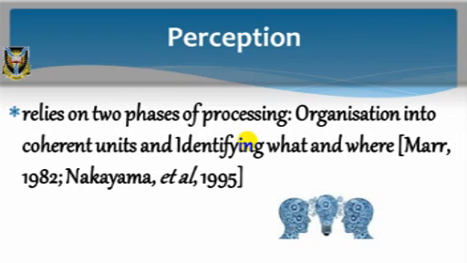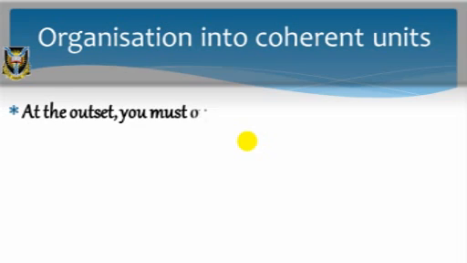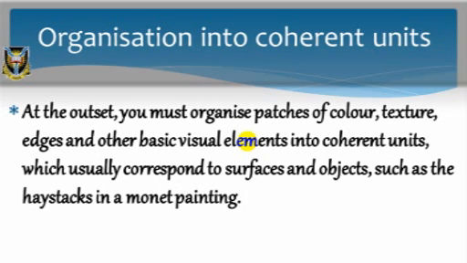Perceptions. Perception relies on two phases of processing (Ma, 1982; Nakayama et al., 1995). 1. Organization into coherent units. You don't see isolated blobs and lines, you see surfaces and objects.